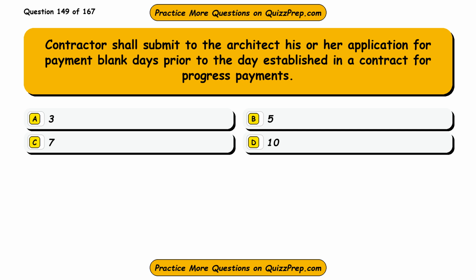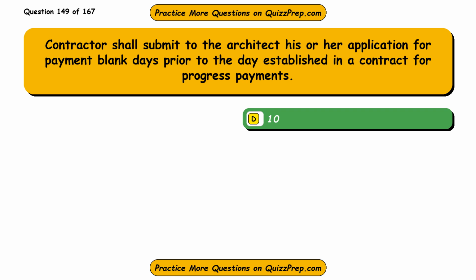Question 149. Contractor shall submit to the architect his or her application for payment blank days prior to the day established in a contract for progress payments. Option A, 3. Option B, 5. Option C, 7. Option D, 10. The correct answer is option D, 10.